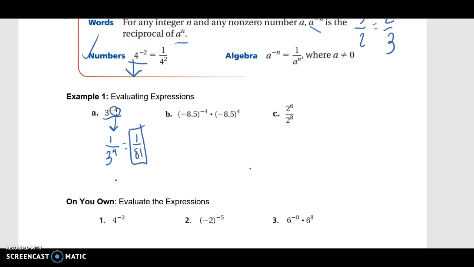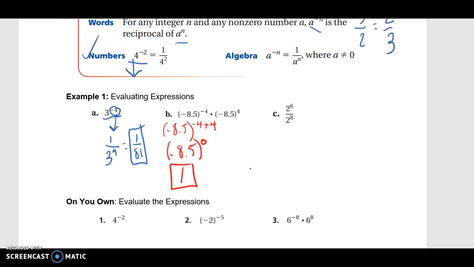So then with this one, there's two different ways you could solve this. I'm going to do the first one in red. The first thing is we know with our rule, whenever we multiply numbers with the same base, we can add the exponents. So I can do negative 8.5 and I can add negative 4 plus 4. And then we know negative 4 plus 4 gives me 0. Anything to the 0 power is 1.